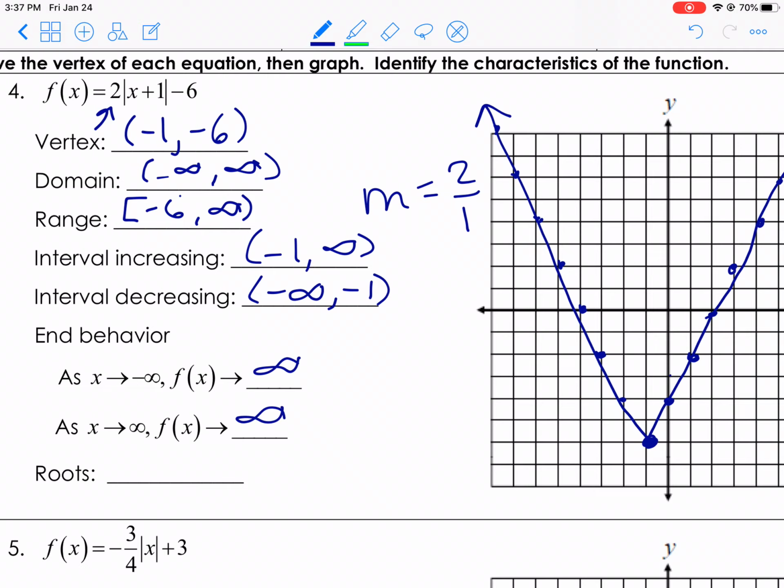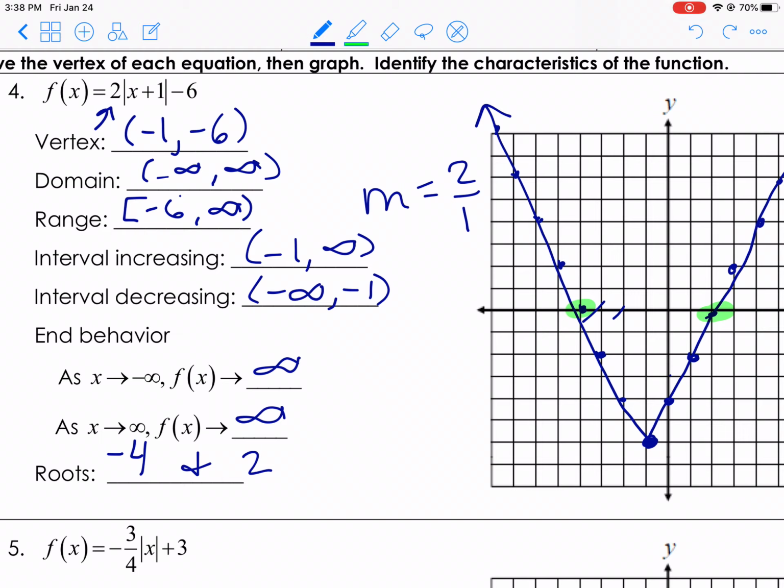The roots are another word for the x-intercept or the solutions or the zeros. So we want to identify where the graph crosses the x-axis. So we have negative 4 and 2. And we could check those. If we plug them in to the equation, we should get 0 out of it. So negative 4 plus 1 is negative 3, but the absolute value of negative 3 is 3. Times that by 2, we get 6 minus 6, that's 0.